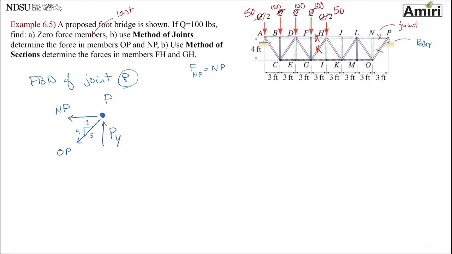How many unknowns do I have? Three. How many equations do I have? Two. For joint, remember, it's like a particle. I only have FX and FY. So I have to go one step back, draw the entire truss, and find PY.